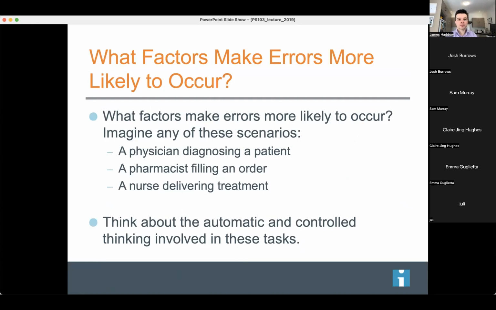So questions to you guys. What factors make errors more likely to occur? What do you think is likely to occur in each of the scenarios: the physician diagnosing a patient, the pharmacist filling an order, and the nurse delivering the treatment? Think about what things around that system will influence it to make it more error prone. Think about automatic and controlled thinking involved in these tasks. So some suggestions in the chat would be great.